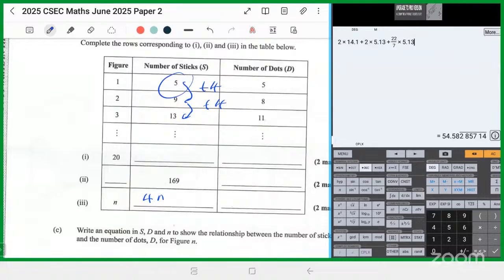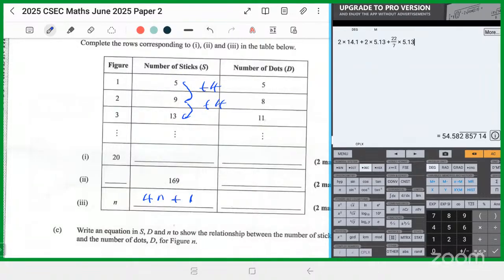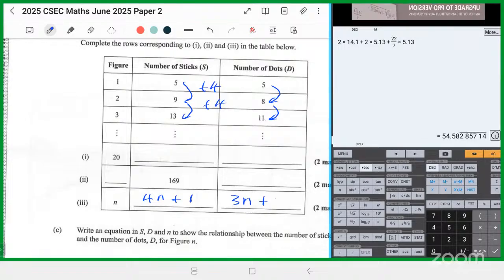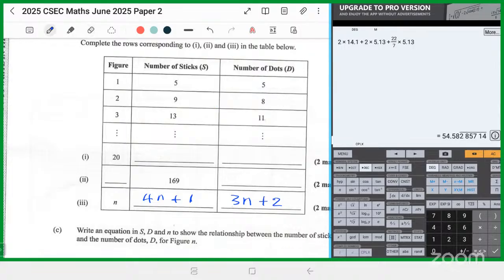The first figure actually has 5: 4 times 1 is 4, plus 1 makes 5. That's the formula for that color. Here we're increasing the number of dots by 3, so 3n starts the formula. The first figure has 5 in it: 3 times 1 is 3, plus 2 makes 5. That is the formula.